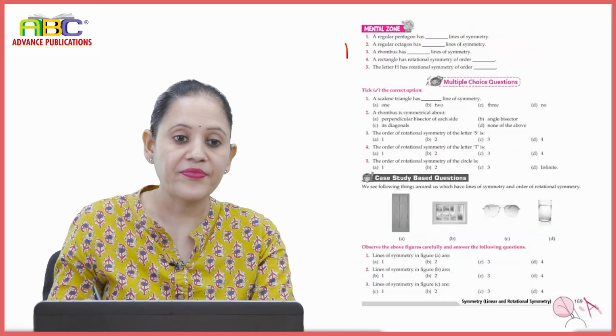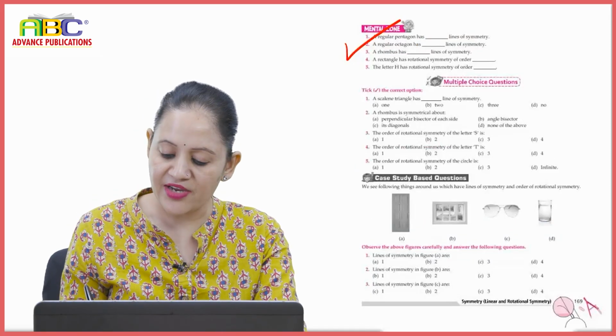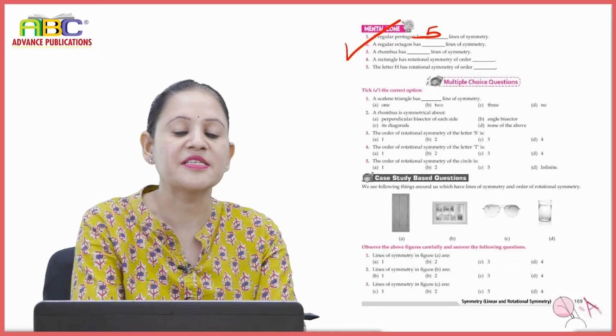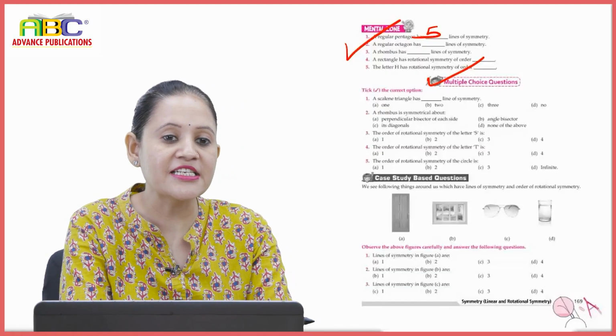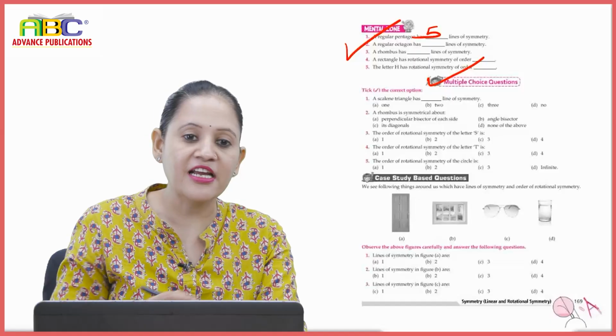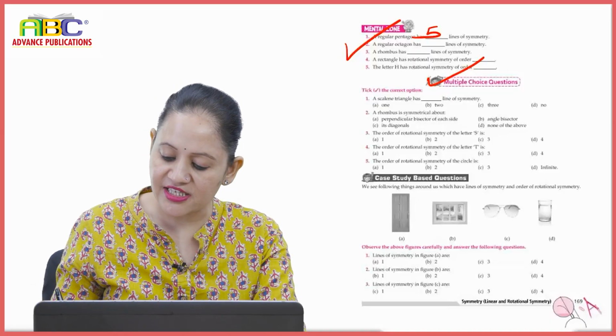Next is mental zone. A regular pentagon has 5 lines of symmetry. Next is multiple choice questions. Choose the correct option. A scalene triangle has no line of symmetry. So D is the correct option here.